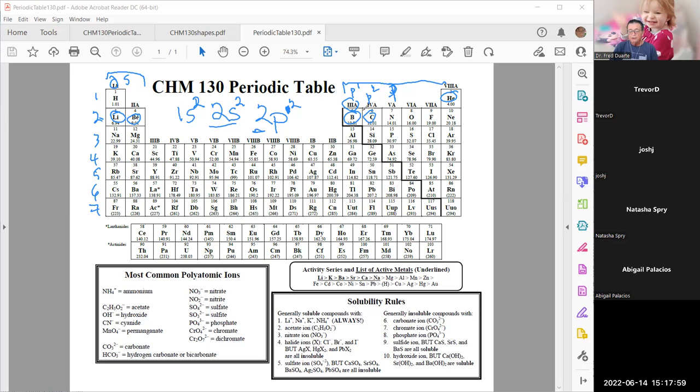So nitrogen would be p3, okay? That'd be nitrogen. Oxygen would be p4, okay? Fluorine would be p5, okay? And then finally with neon, guess what? p6. That would be neon. Okay, and I can put neon in brackets, [Ne].